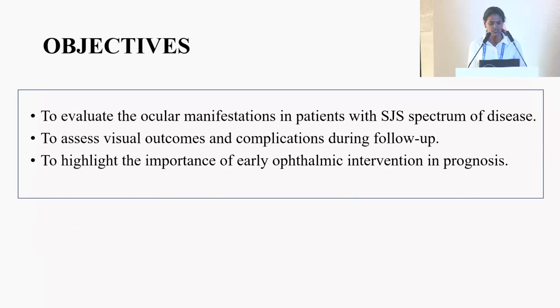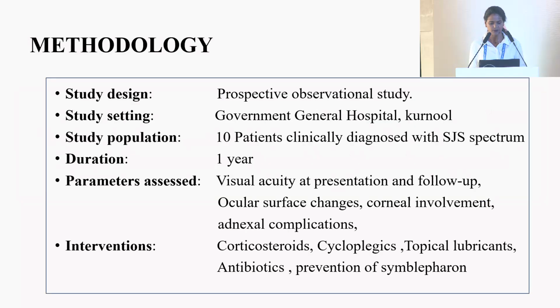So my objectives are to evaluate the ocular manifestations in patients with Stevens-Johnson syndrome spectrum of disease, to assess visual outcome and complications during follow-up, and to highlight the importance of early ophthalmic intervention in prognosis. This is a prospective observational study done in Government General Hospital, Kurnool, of 10 patients clinically diagnosed with Stevens-Johnson syndrome spectrum for a duration of 1 year.